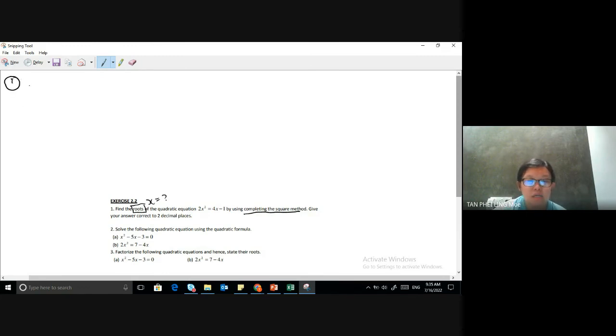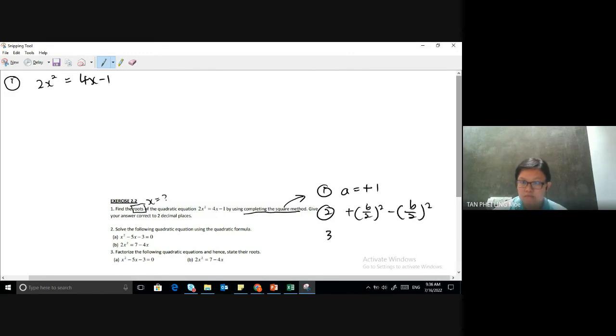Question 1. I have 2x squared equals 4x minus 1. What's our first thing? Do you remember completing the square? The first step is that a must be equal to positive 1. The second step is we want to do (b over 2) squared minus (b over 2) squared. The third step is big bracket squared minus small bracket squared plus c.